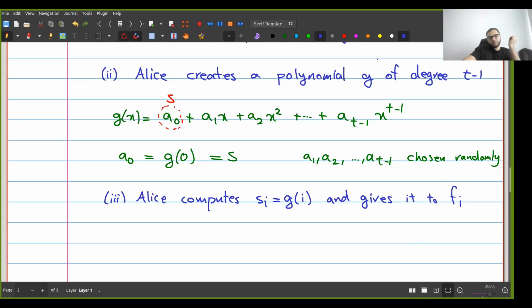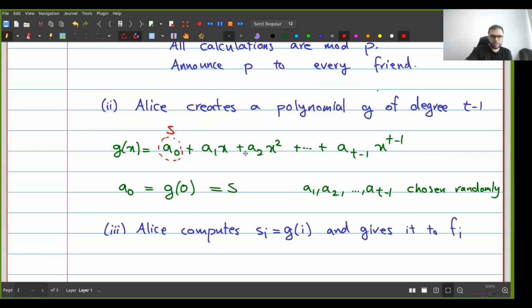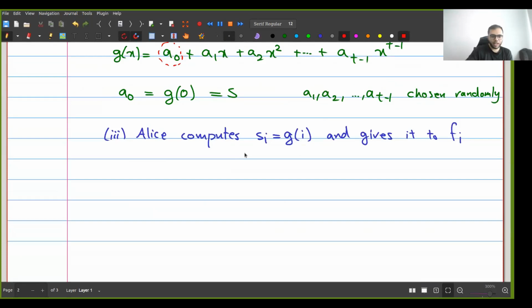So now if t of my friends come together, they know t different values of g. And since they know t different points where g goes through, they can actually compute g. And when they compute g, they can just evaluate it at point 0. They can find g of 0. And that's my secret. Okay? So this is the sharing part. Now we have the reconstruction part.